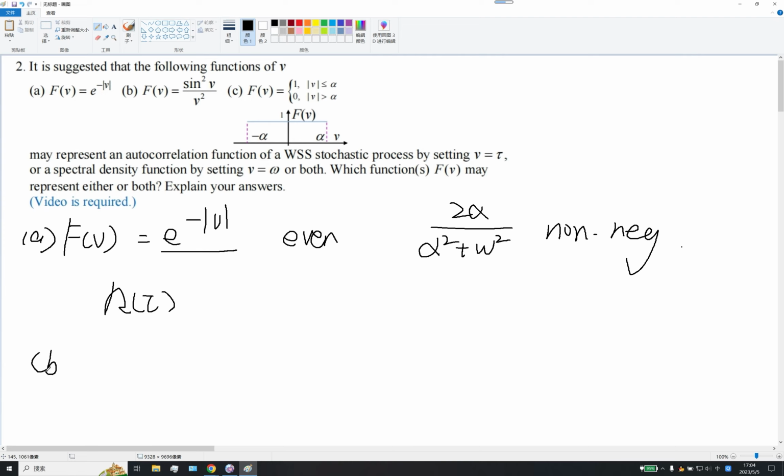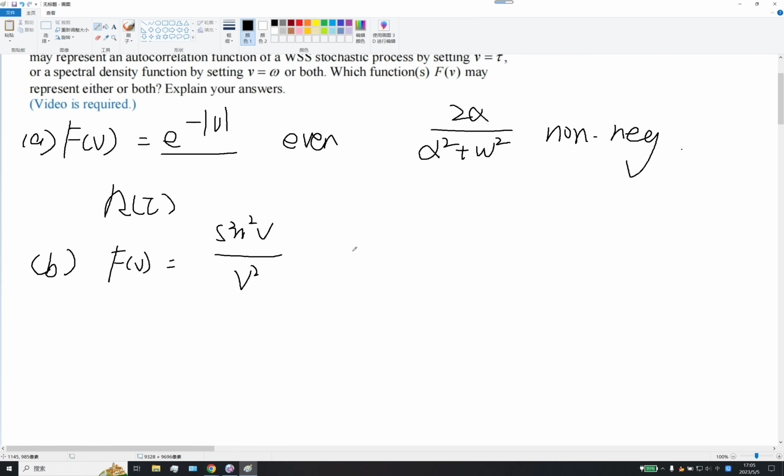And the second one, we get F(v) equals sine squared v over v squared. So first, we want to find that it is also even. When we transform it to the Fourier transform form, it is a function like this, from there to there. We can draw it like this. So it is also non-negative after Fourier transform, so it can be an autocorrelation function.